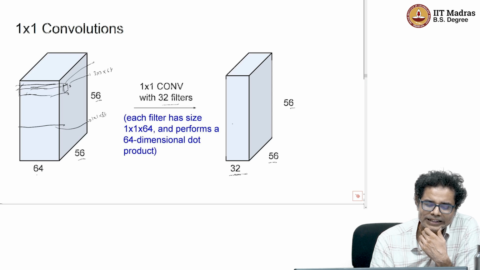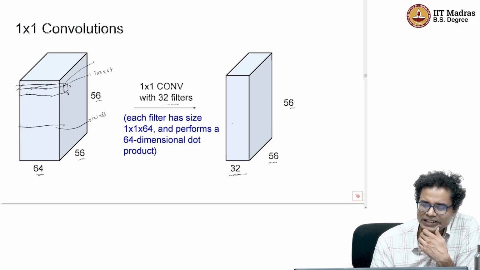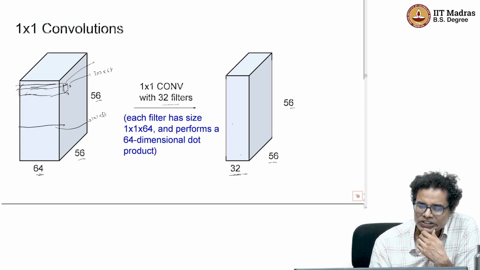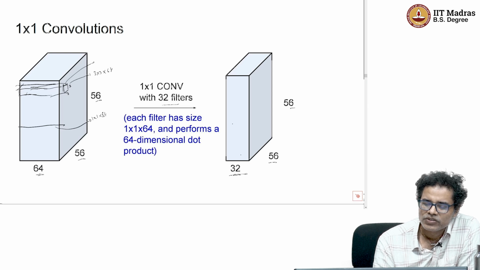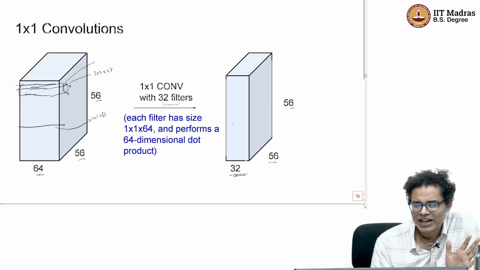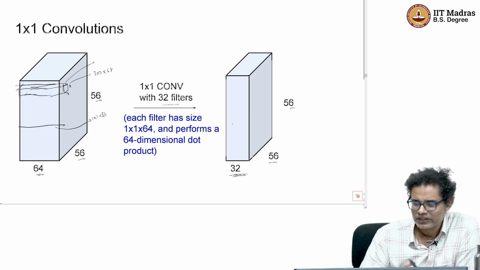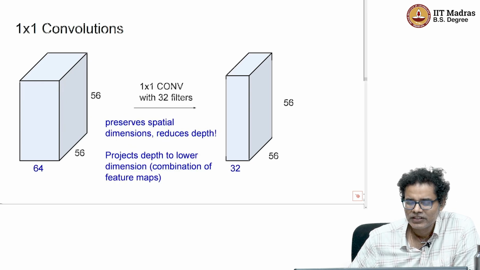But what happens mainly is that the number of channels you can reduce from 64 to 32 or even fewer. So in some sense, it is actually doing dimension reduction. It is like 64 dimensions to 32 dimensions, 64 channels to 32 channels, 64 feature maps to 32 feature maps. So it is doing dimension reduction. That is the idea of 1 cross 1 convolution.